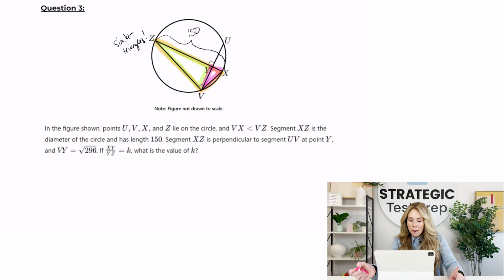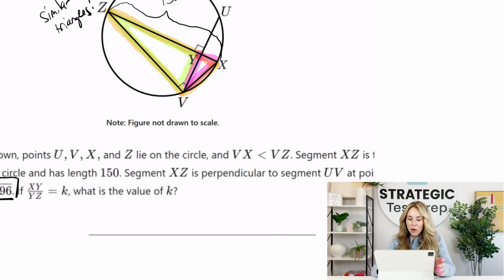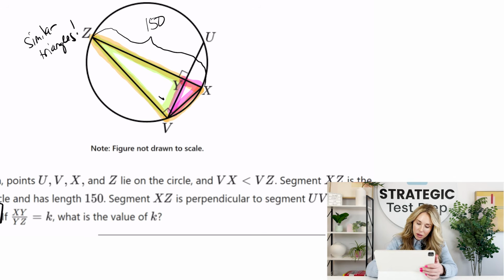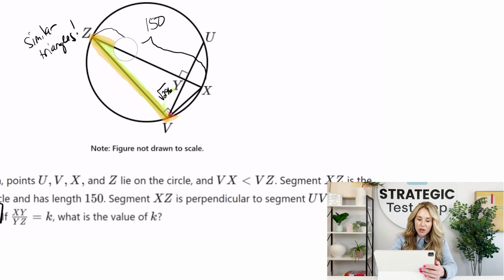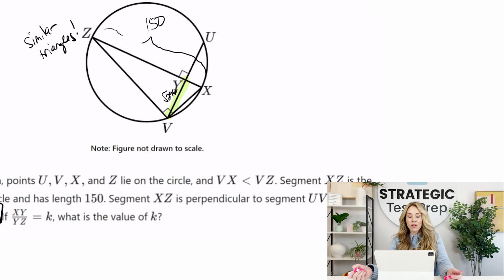But let's see. Here's the key. They said VY equals the square root of 296. When we go to the picture, maybe I should erase all of this. There's too much going on now, and I want you guys to really see this. 296 is this side right there. That's going to be the key that unlocks this problem because that is the only side length that they gave us on this problem.